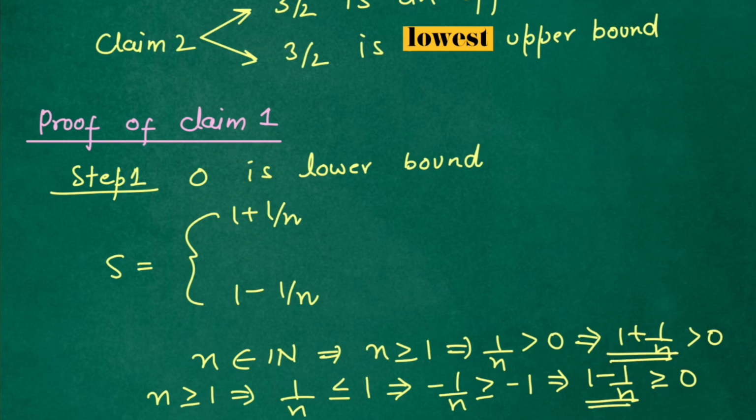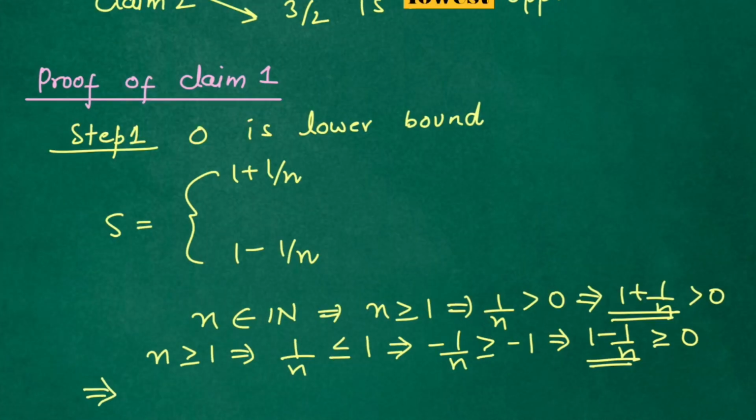So from here we have seen that all the members of set S are greater than or equal to 0. So 0 is a lower bound.